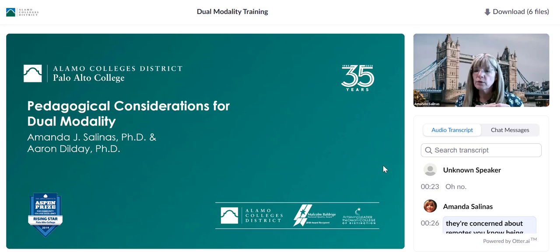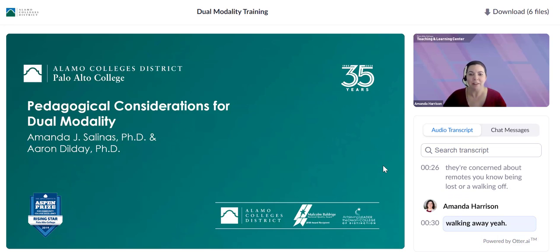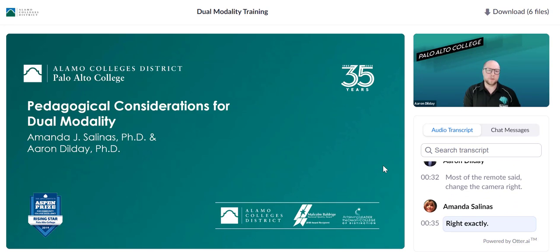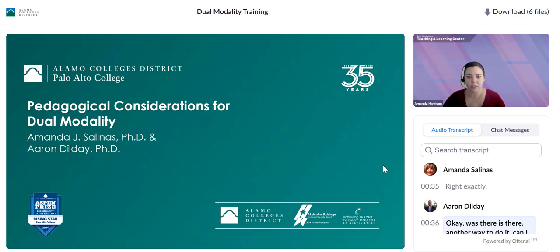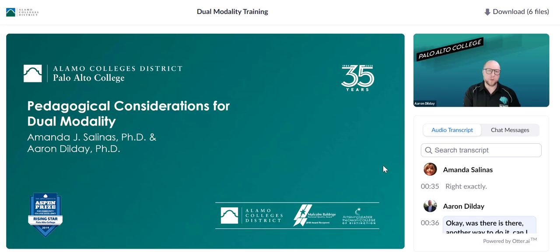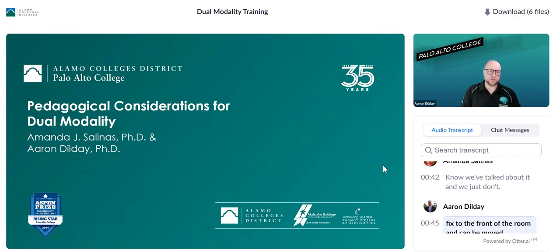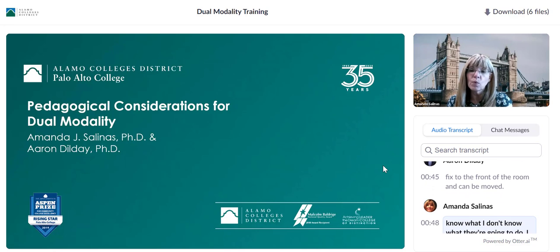They're concerned about remotes being lost or walking away, at $100 each. Yeah. Those are the remotes that change the camera angles, right? Right, exactly. Okay. Is there another way to do it? Can they get remotes fixed to the front of the room somewhere, so they can't be moved? No, we've talked about it, and we just don't see that. I don't know what they're going to do. I mean, they are concerned about it, definitely.